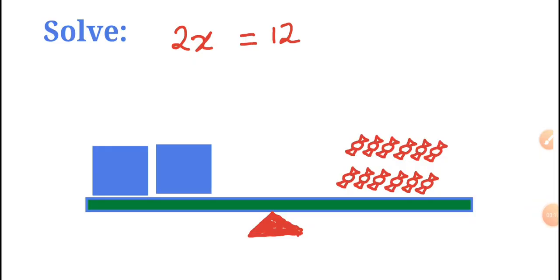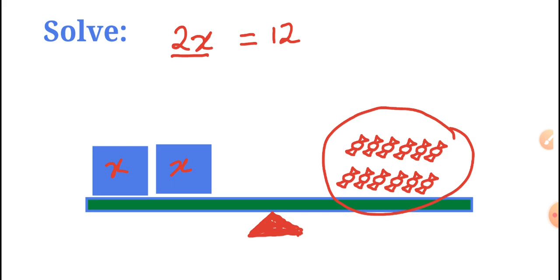So in this question we have to solve 2x is equal to 12. So 2 lots of x is equal to 12. So I've shown this as 2 boxes, and in each box is an unknown quantity, and it's the same amount. So it's x in here and x in here. So it's 2 unknown amounts, and this equals to 12 sweets. So it's balanced by 12 sweets as an example. So 2x is equal to 12.